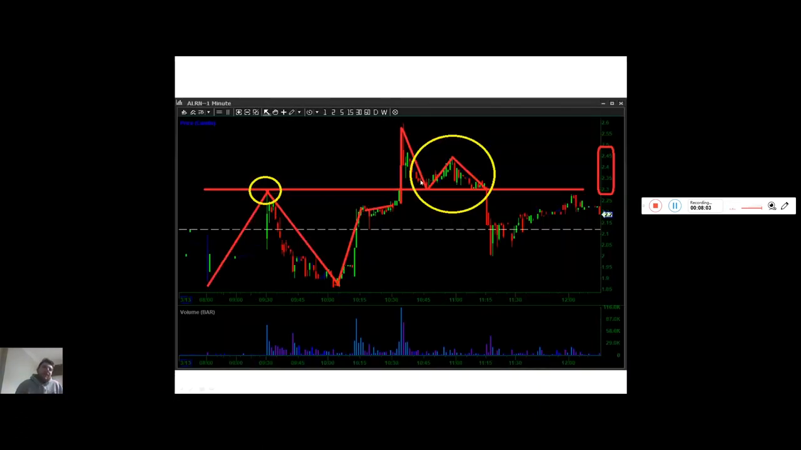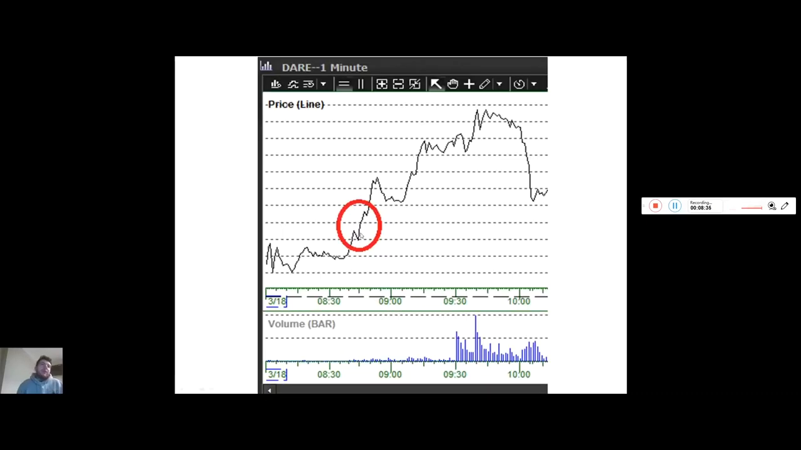and it came down and used this resistance as support, and we got this little bounce here, and then it faded off. But this little bounce, you know, this is 15 cents a share. If you know how to spot these, there's 2, 3, 4 of these a day. You can be making up to $1 a share just on scalping these little first bounces. This is an easy pattern to use, and it's profitable. So here, this is a little bit of a complicated scenario about how I use the line chart.